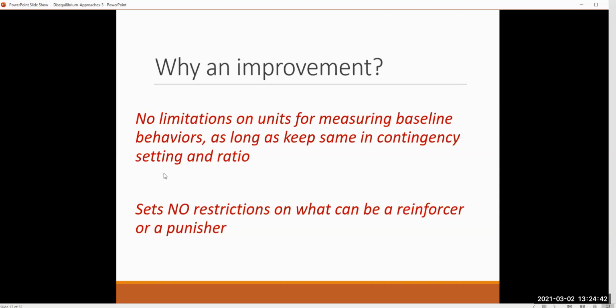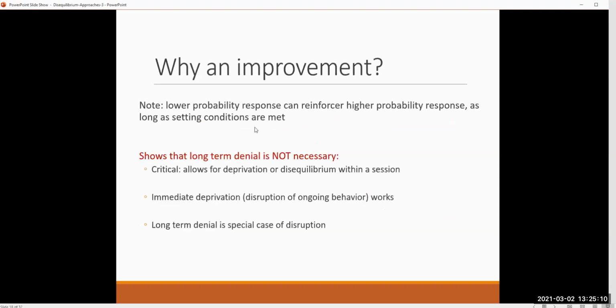You read some more to get access to that low probability behavior of going to the bathroom because there's some other kind of biological motivation going on there. You don't want to wet your pants. And so suddenly you'll do something that you do frequently, but you'll do more of to get access to a low probability behavior. And again, that's kind of a silly example, but that is within the model, so we can account for some of those kinds of silly examples. And that's really important. So again, lower probabilities can reinforce higher probabilities as long as the setting conditions are met.